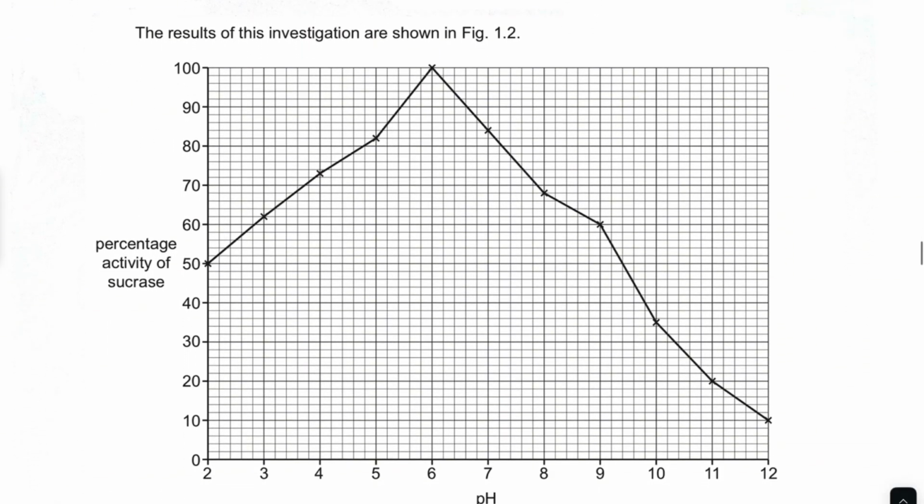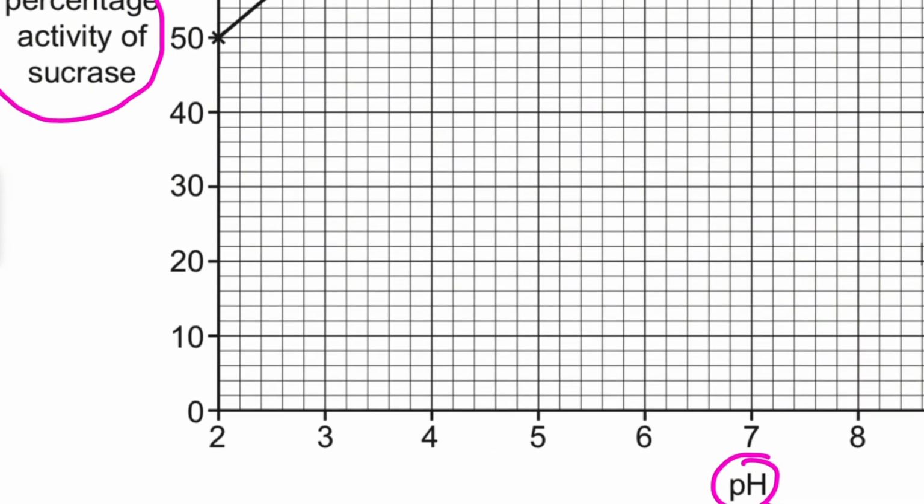If you look at the graph, on the x-axis we have pH, which is the independent variable. On the y-axis we have the percentage activity of the sucrase, which is the dependent variable. Between 2 and 3 we have a total of 5 boxes, so each small box represents a 0.2 increase in pH. If I split up the units on the y-axis, a total of 5 boxes are equivalent to 10 units, so each small unit here represents 2.